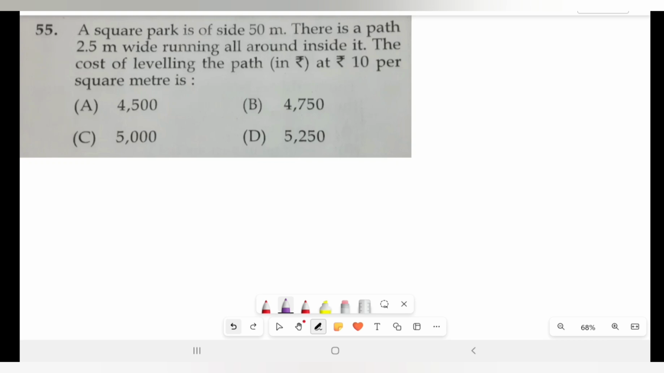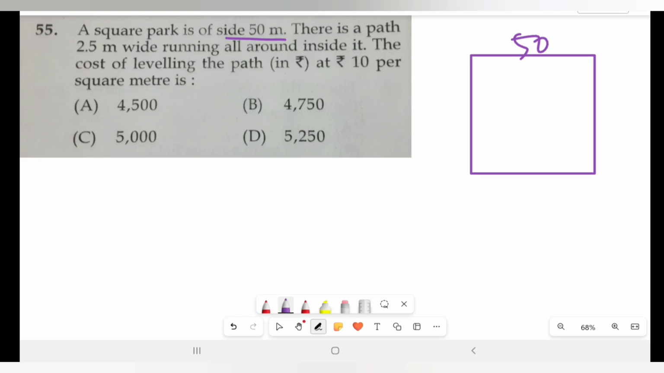Here in this question, a square park is of side 50 meter. Let us say this is the square park. There is a path 2.5 meter wide running all around inside it. So the outside square is 50 meter length, and this side also 50 meter. Here there is a path inside the square park. Let us say this is the park walkway.